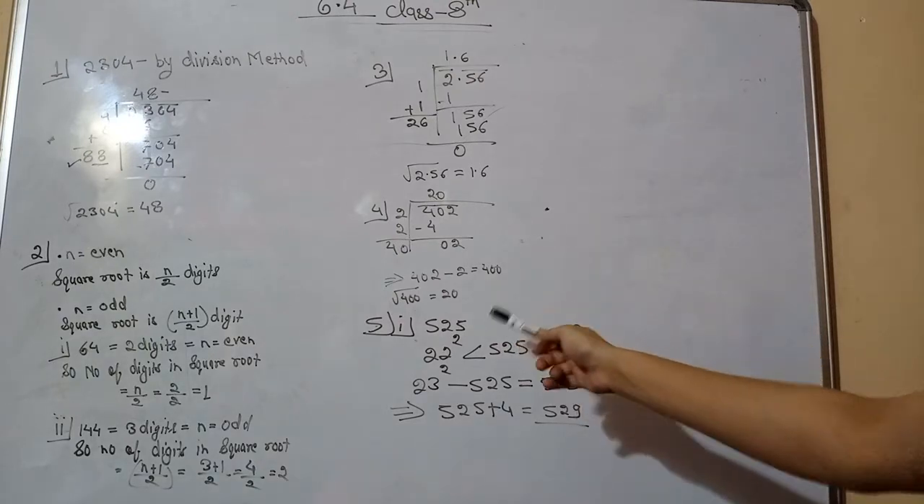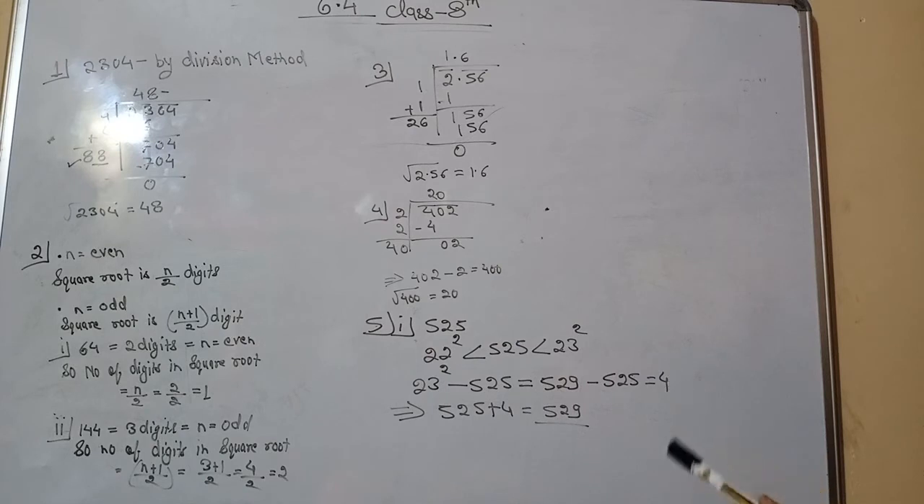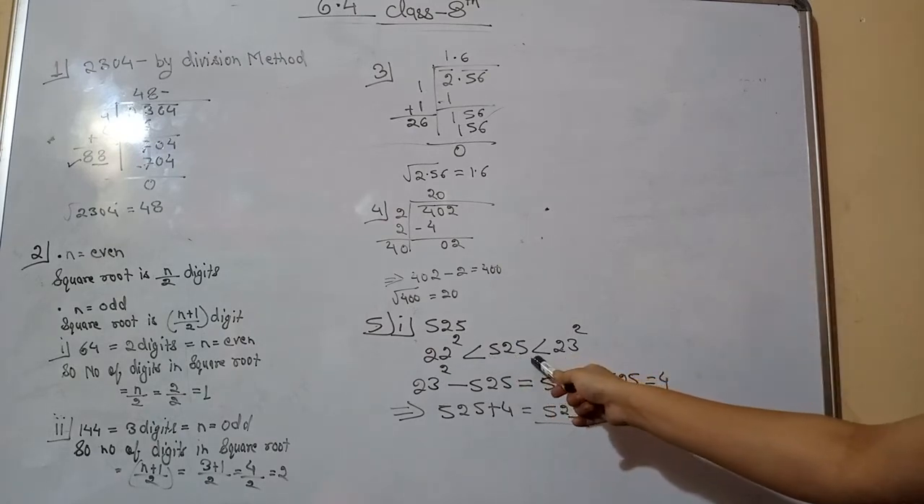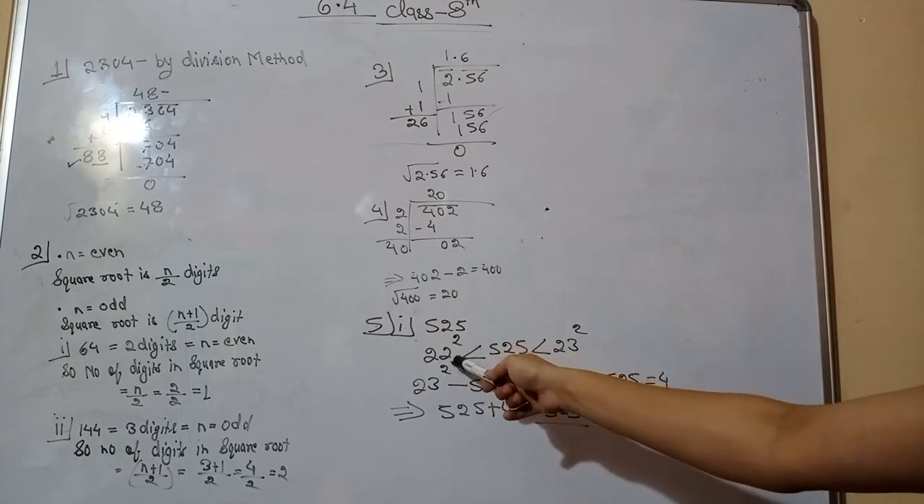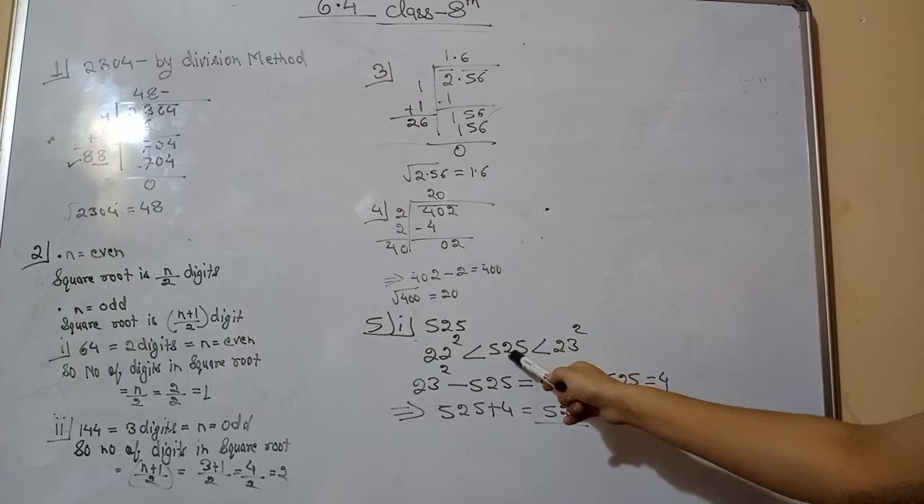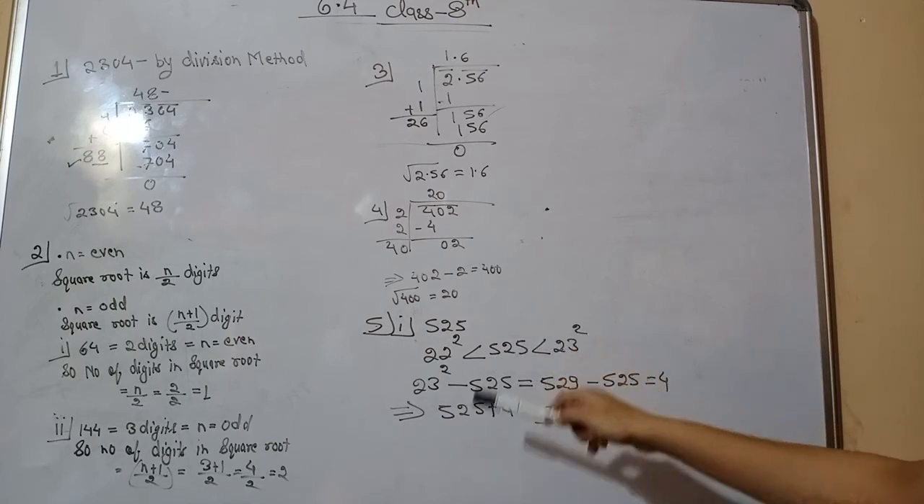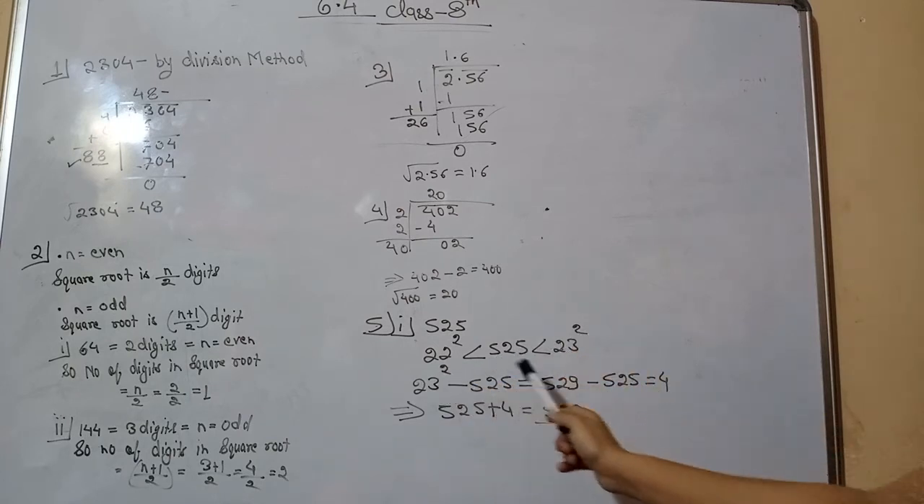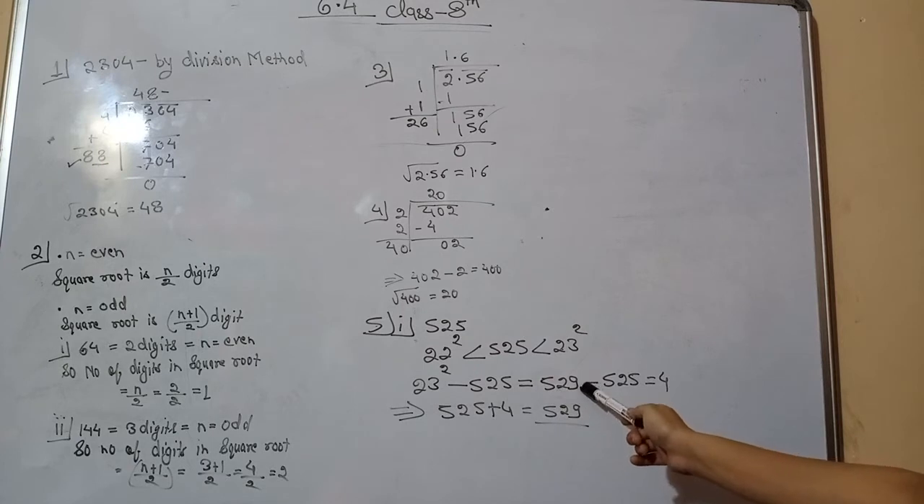525 is not a perfect square, so which number should we add to 525 to make it a perfect square? We know that 525 lies between the square of 22 and the square of 23. So 525 is less than the square of 23. What is the square of 23? The square of 23 is 529.